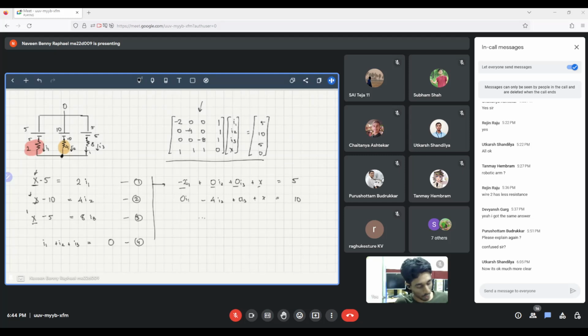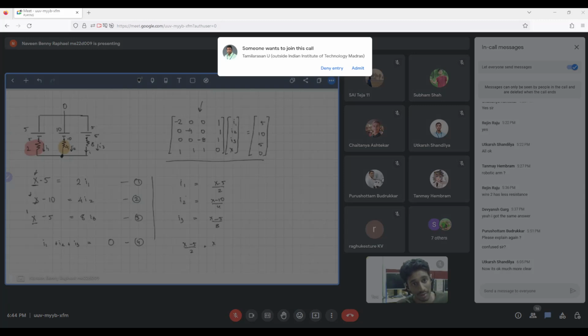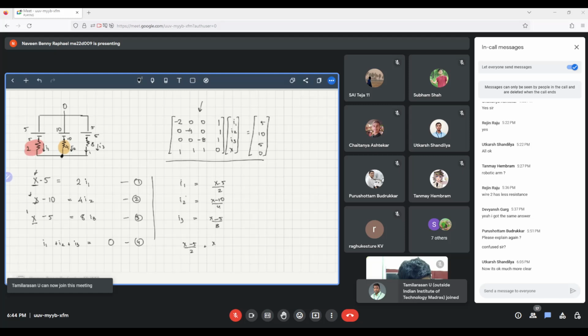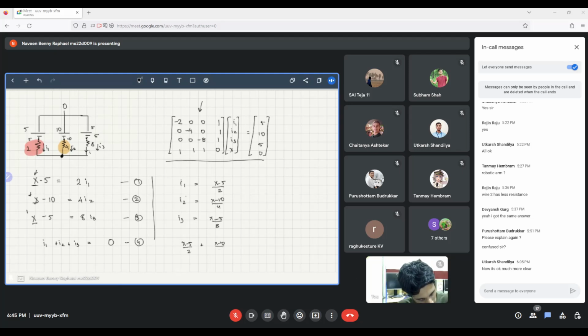We can obviously also solve this using normal substitution methods. So we get I1 is equal to (X minus 5) by 2, I2 is equal to (X minus 10) by 4, I3 is equal to (X minus 5) by 8. Substituting all in the last equation, we get (X minus 5) by 2 plus (X minus 10) by 4 plus (X minus 5) by 8 is equal to 0.